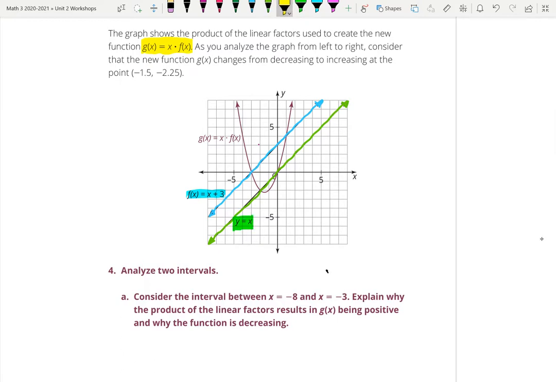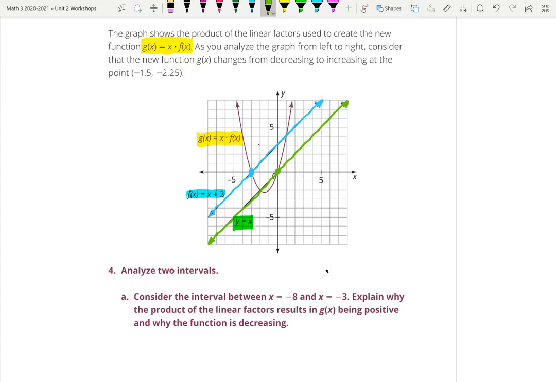And then the new one is the product, which we explored last time. Notice how the x-intercept from the blue graph and the x-intercept from the green graph are the x-intercepts of the product. Okay, cool. Let's see what else we can examine.